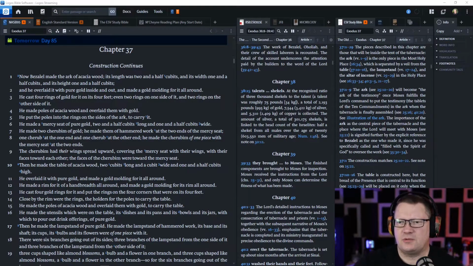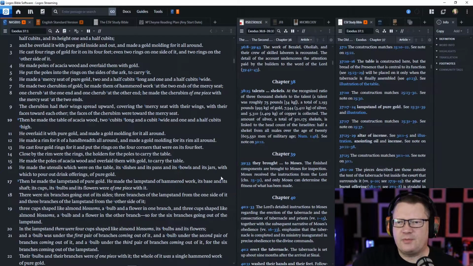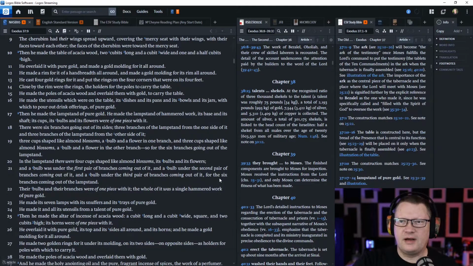Then he made the table of acacia wood, 2 cubits long and 1 cubit wide and 1.5 cubits high. He overlaid it with pure gold and made a molding for it all around. He made a rim for it a handbreadth all around and made gold molding for its rim all around. He cast 4 rings for it and put the rings on the 4 corners that were on its 4 feet. Close by the rim were the rings, the holders for the poles to carry the table. He made the poles of acacia wood and overlaid them with gold to carry the table.